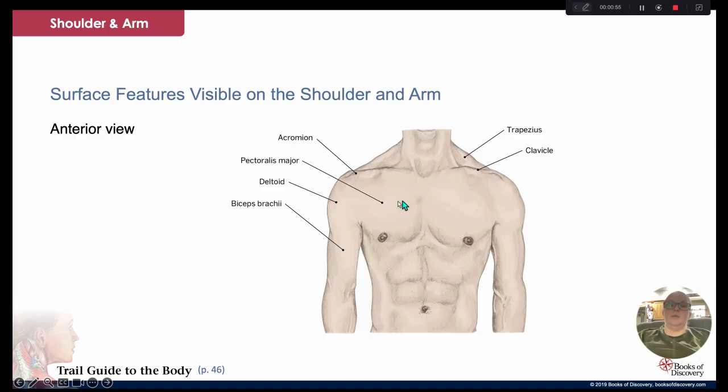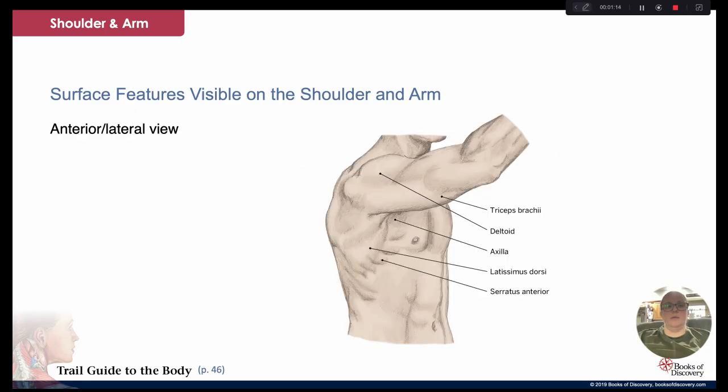The big muscle in your chest is your pec major. Your shoulder pad muscle would be your deltoid, and your biceps brachii is the main muscle in your arm that you think of when you flex your elbow.